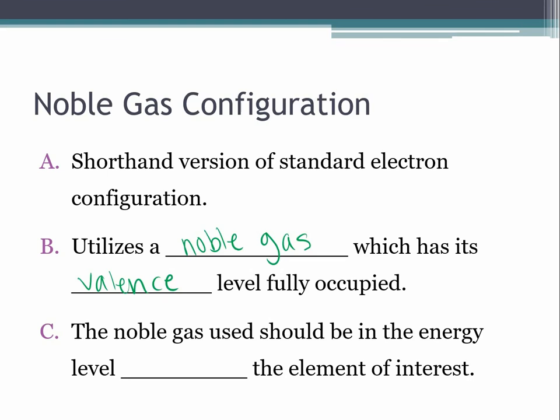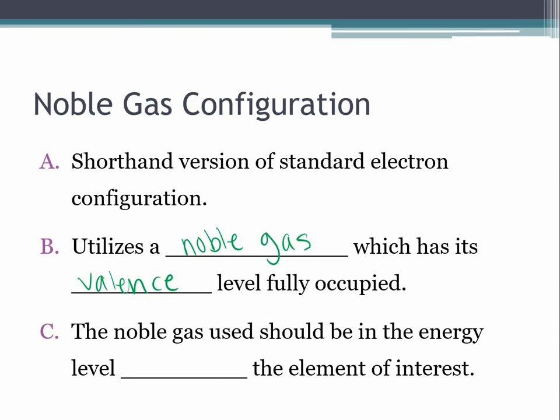For helium, it does not have a p orbital. It only has an s orbital. So for helium, a full valence means 2 electrons. But in any case, it is a full valence level. So you're going to pick a noble gas and base your electron configuration around that.